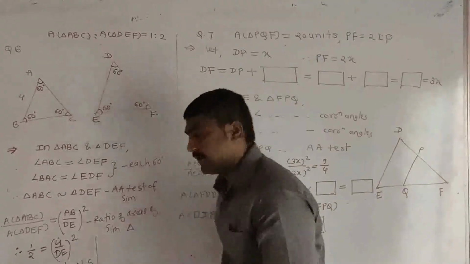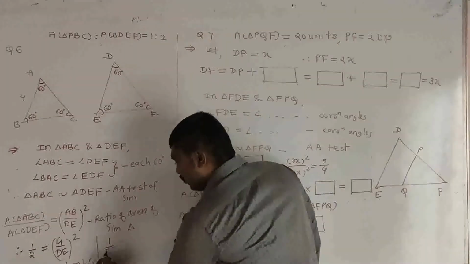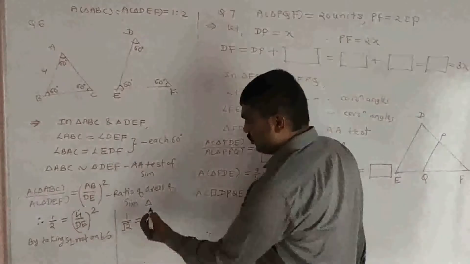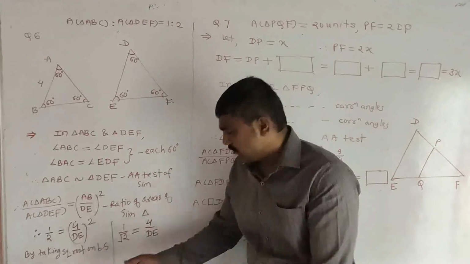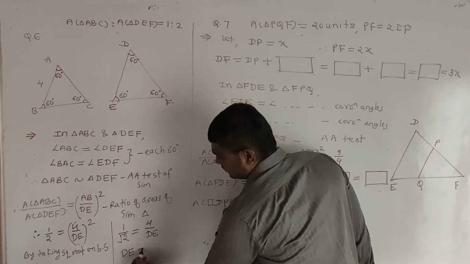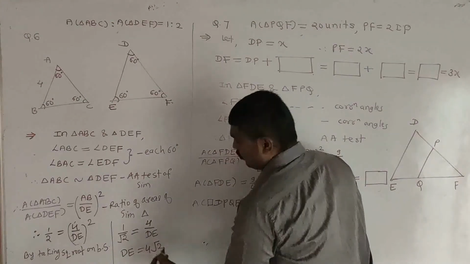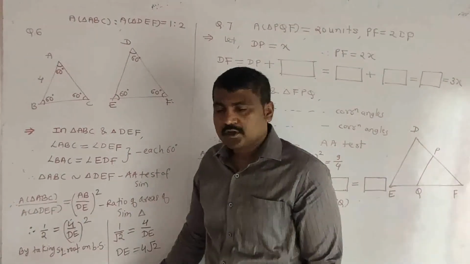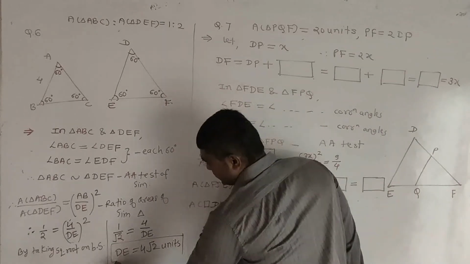Square root of 1 is 1. Square root of 2 is root 2. And on the RHS, the square root gets cancelled, so I am writing 4 upon DE only. Understood? Now what will you do? Obviously by cross multiplication, DE multiplied by 1 is DE. Root 2 is a divisor, so it becomes a multiplier here. So 4 multiplied by root 2. So we got the value of DE, which was to be found. Understood? Here the unit is not given, so we can write units. This is our answer. Understood?